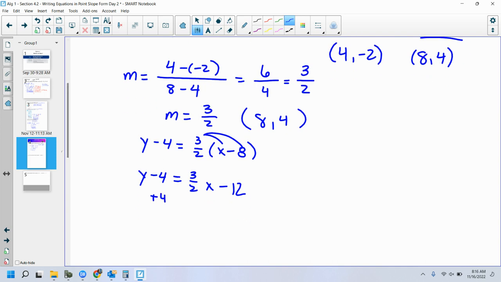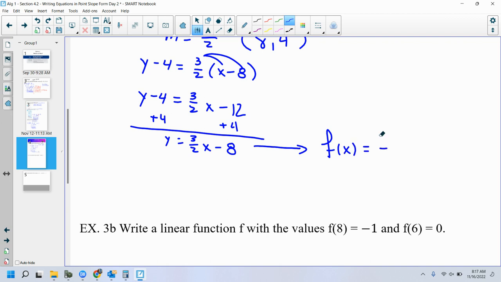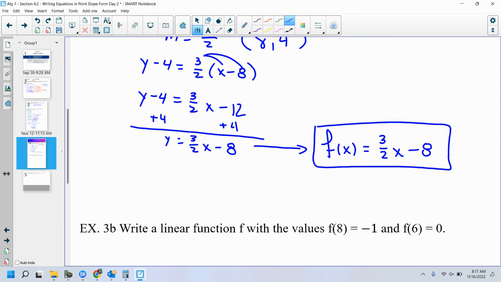Now, watch out. You've done a lot of work. Don't miss points on the end. Because if I put that on an answer blank, I would have to take off a point. Why? It's not f of x, right? It's said again in linear function notation. So this actually turns into f of x is equal to 3/2 x minus 8. And that's my answer. Make sense?